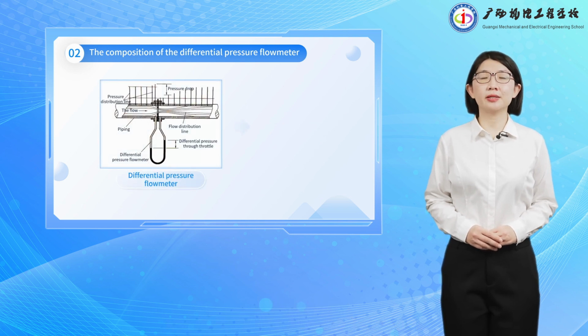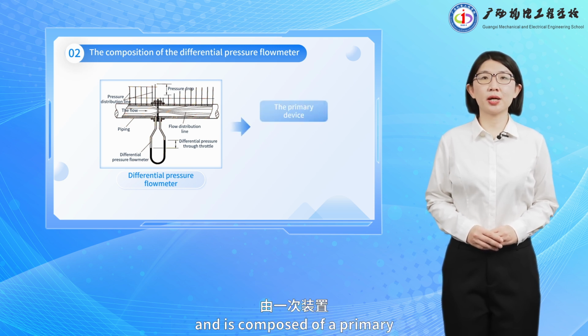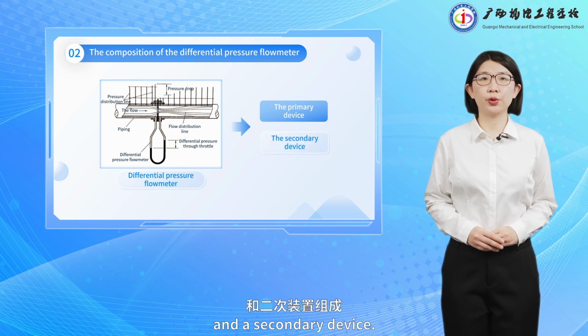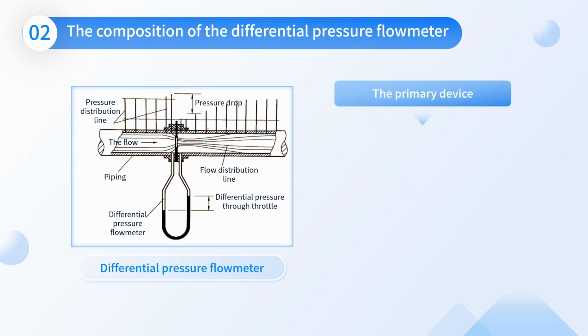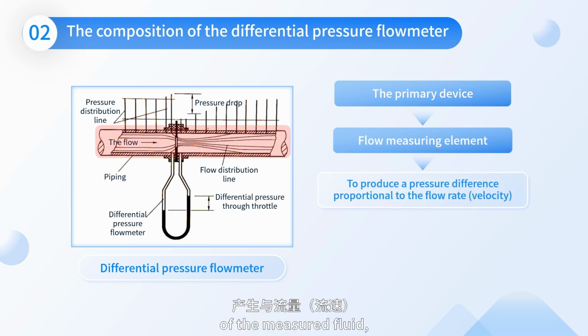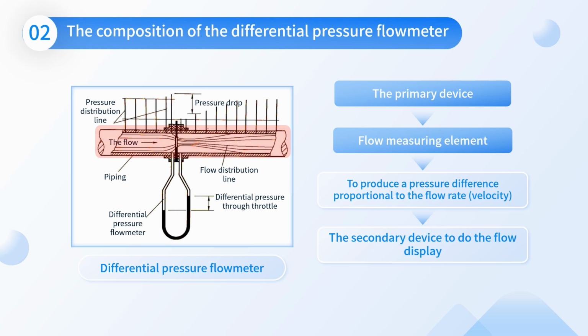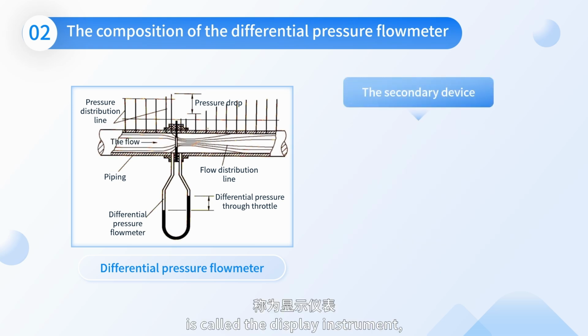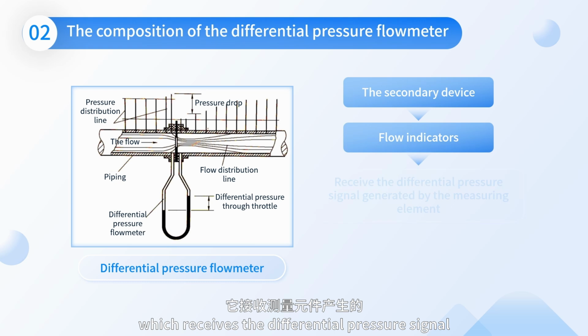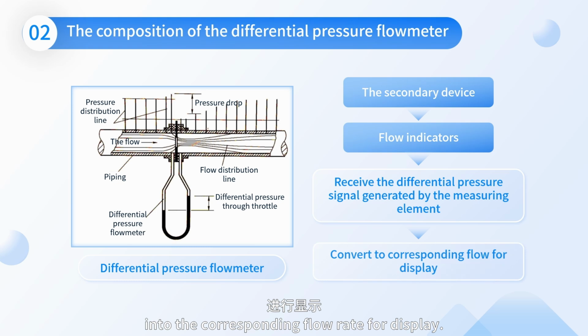Differential pressure flowmeter is based on the principle of throttling to measure the flow rate and is composed of a primary and a secondary device. The primary device is called the flow measurement element, which is installed in the pipeline of the measured fluid, and the pressure difference is proportional to the flow rate for the secondary device flow display. The secondary device is called the display instrument, which receives the differential pressure signal generated by the measuring element and converts it into the corresponding flow rate for display.